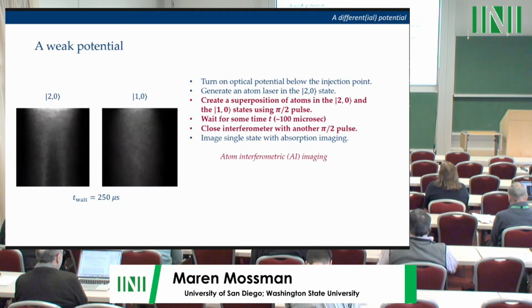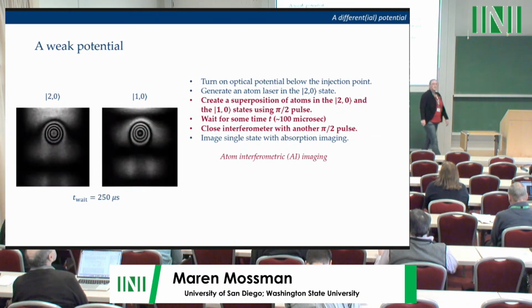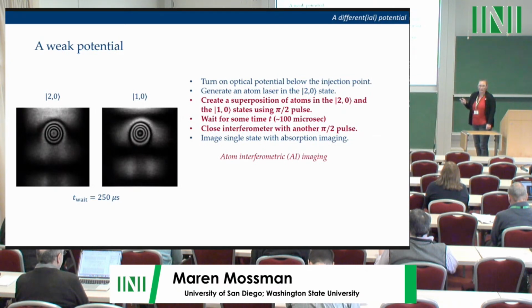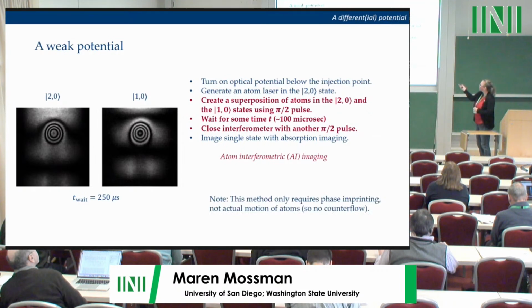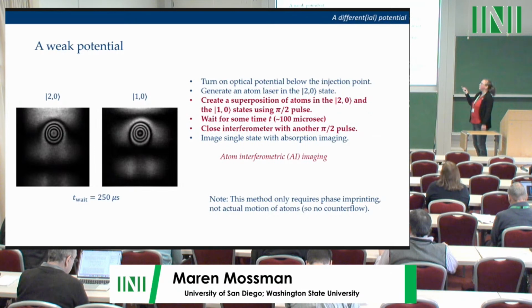So going from here to here. And so these are complementary states of each other. If you put these two images on top of each other, you get nothing. So this is pretty cool. And it turns out that this only requires phase imprinting. There's no actual counterflow. It's too small of a time for counterflow to happen. They're evolving at different phases because they're affected by the magnetic field slightly differently.